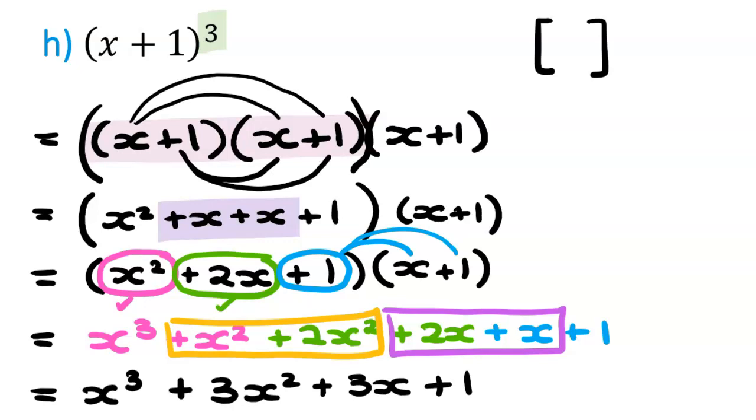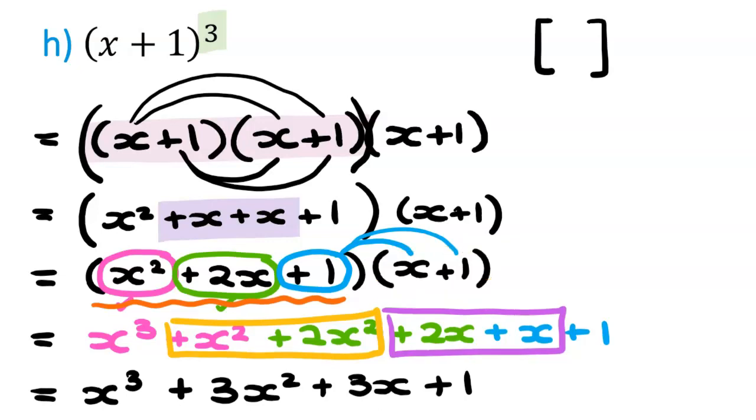So remember, with this problem, every single term inside of this bracket here wanted to multiply with everything inside of the second bracket. So we started with the first one, x squared, and multiplied that with x and 1. Then we took the second term, 2x, and multiplied that with x and 1. Then the final term in that first bracket, plus 1, multiplied with x and 1.